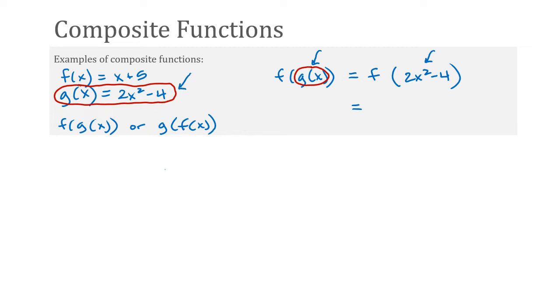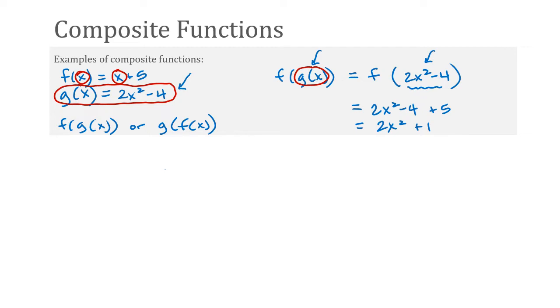Now, what does the f function tell us to do with the input? The f function tells us to take an input and then add 5 to it. So that's what I'm going to do. I'm going to take this input of 2x squared minus 4, and I'm going to add 5 to it. And simplifying that, I get 2x squared plus 1. That is what f of g of x is equal to. Now, if I did g of f of x, I might get a different response.